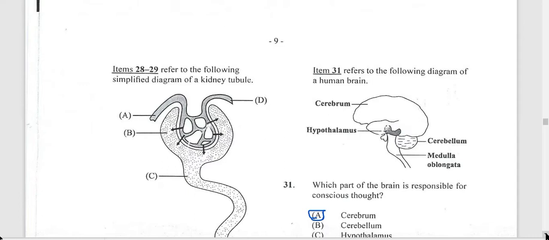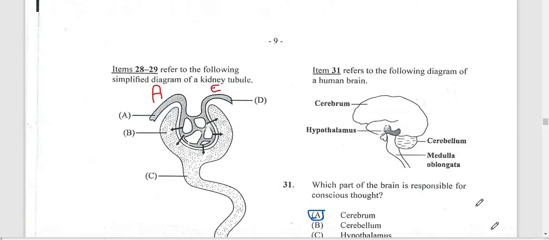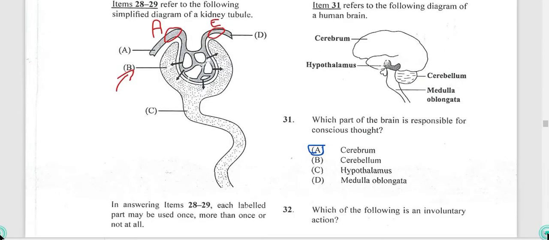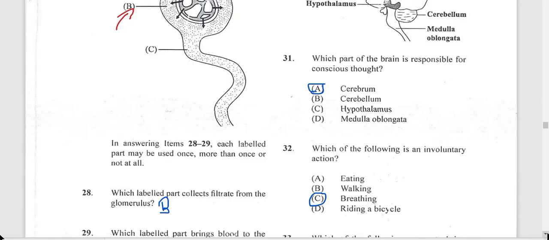to 29, and it refers to the following simplified diagram of the kidney tubule. So over here we are going to have the afferent, and over here we are going to have the efferent, and this is of course a repeated question. So we know that blood is entering from this side. If you observe here, it is much larger than it is here. So it is the larger vessel that is taking the blood to this area, right, and the smaller taking it away. What it wants us to find out here, in answering items 28 to 29, is that each labeled part may be used once, more than once, or not at all.